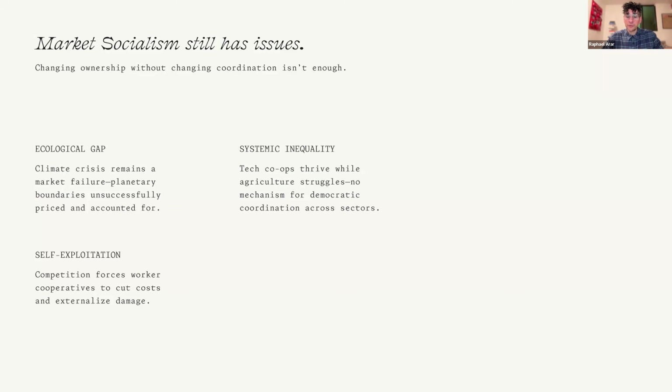So the question, which is really the animating question of this entire roundtable, is can we imagine a coordinating system that actually replaces market coordination, rather than just changing who owns the means of production within it? And that's what democratic planning is really trying to answer.